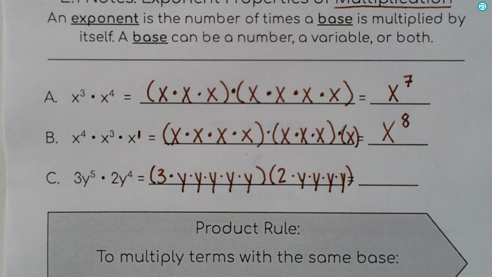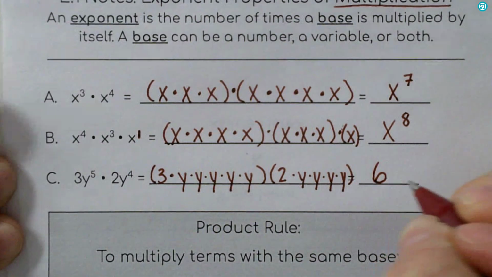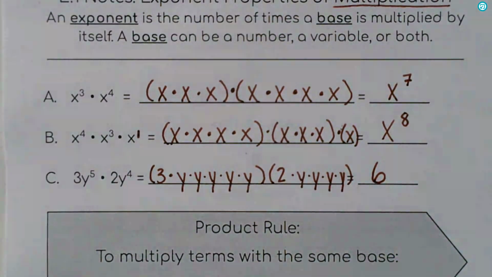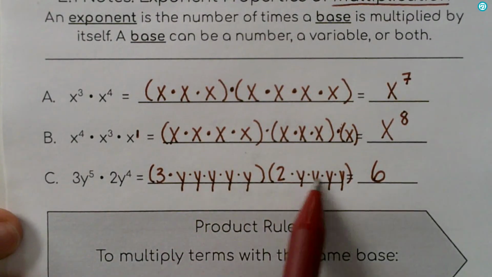Okay. With multiplication, order doesn't matter. So I could rearrange all of this and put the 3 and the 2 together and just treat them like normal numbers. So those just stay normal numbers. What's 3 times 2? 6. So I have a 6. And then how many y's do I have? 9. I've got 1, 2, 3, 4, 5, 6, 7, 8, 9.